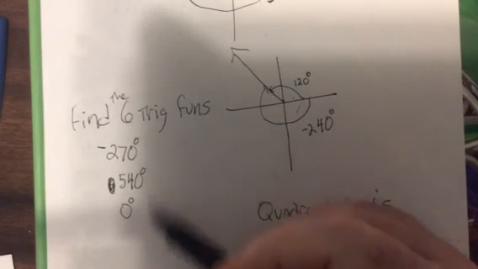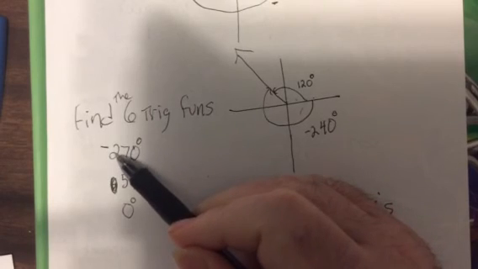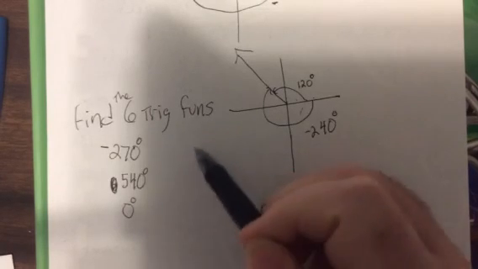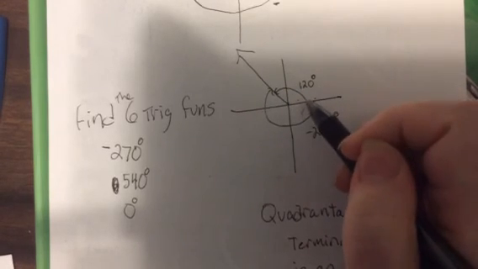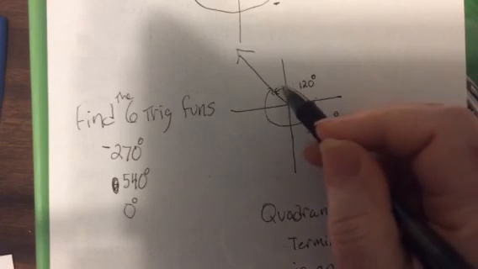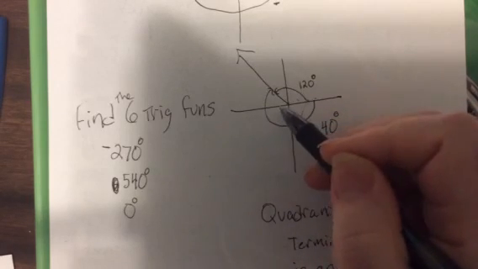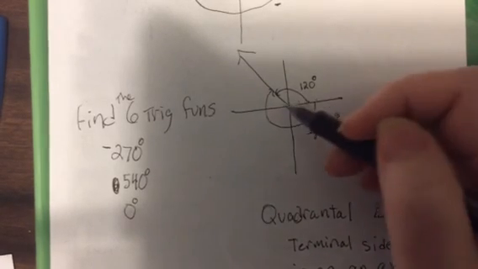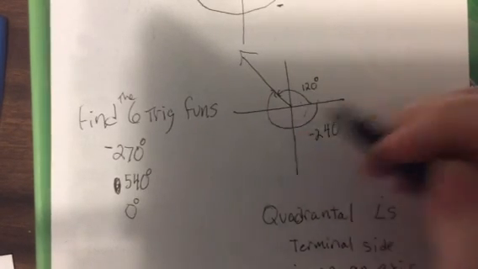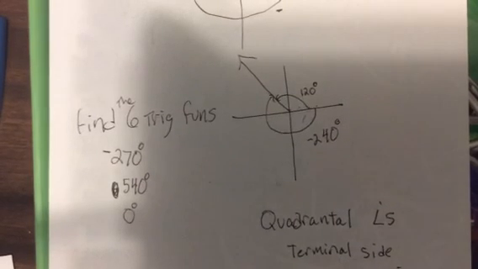So there should be 18 answers. Sine of negative 270, cosine of negative 270, all 6. And I already showed you where they go. Negative 270, 540, 360, 450, 540 right here, and then 0. So there's only 4 that work. You just keep repeating them over and over depending on what you're looking at.